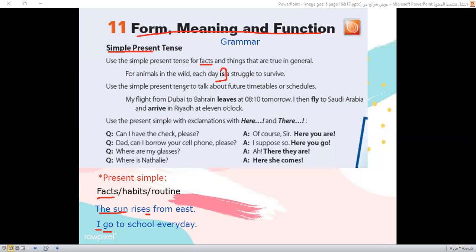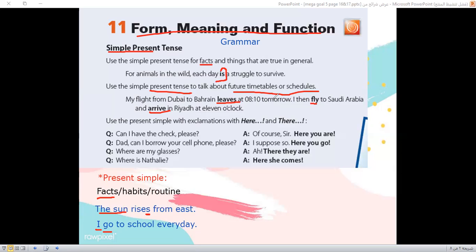Also, sometimes I can use the present tense to talk about future timetables or schedules, something that is scheduled. Usually they do that in flights. For example, my flight from Dubai to Bahrain leaves at 8:10 tomorrow. I then fly to Saudi Arabia and arrive in Riyadh at 11 o'clock. All of these things are in the future, but all of the verbs he has used are in the present simple, with a future meaning.